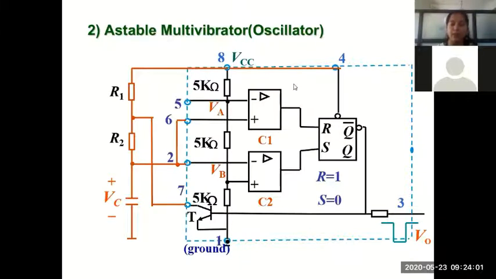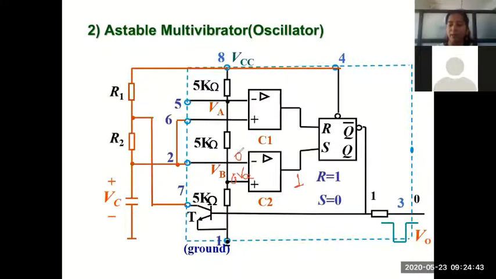Now let's try to analyze the operation of this astable multivibrator, how it generates a square or rectangular output without any input signal. Let's try to see this. So initially, the voltage across this capacitor will be 0. So voltage across the capacitor is 0 means the inverting input to the lower comparator will be 0, whereas this will be at 1 by 3 VCC, right? The non-inverting terminal.